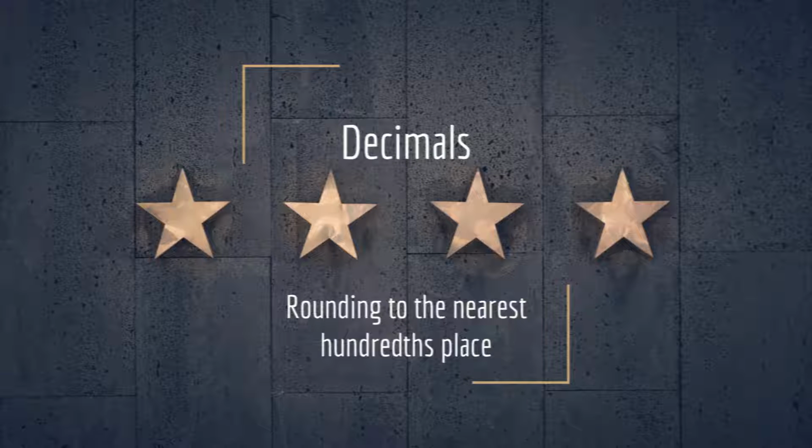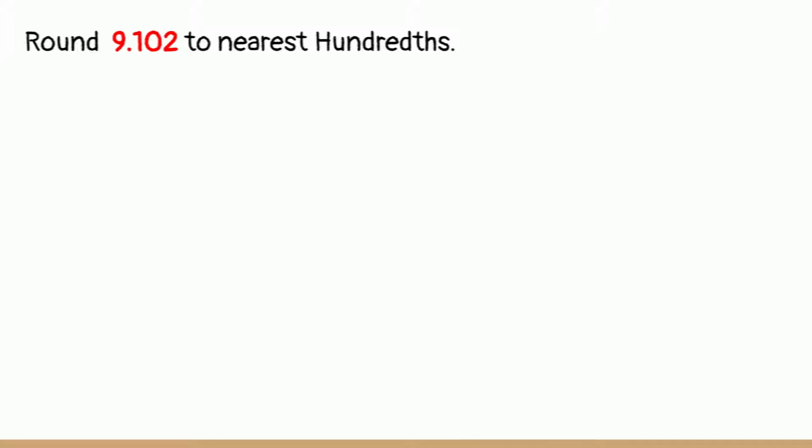Hi, today we're going to be learning about how to round decimals to the nearest hundredths place. Let's get started. So let's round 9.102 to the nearest hundredths place.